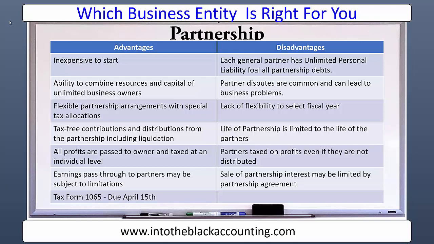And partners are taxed on profits, even if they're not distributed. So if the profit stays in the business to keep the business running, the partnership is still taxed. Each of the partners is taxed. And the sale of the partnership interest may be limited by a partnership agreement. For example, in this partnership agreement, before you sell your rights, you have to offer it to the other partners for first right of refusal, or they have all different rules. Again, talk to an attorney to get that taken a look at. A partnership may or may not be good for you.